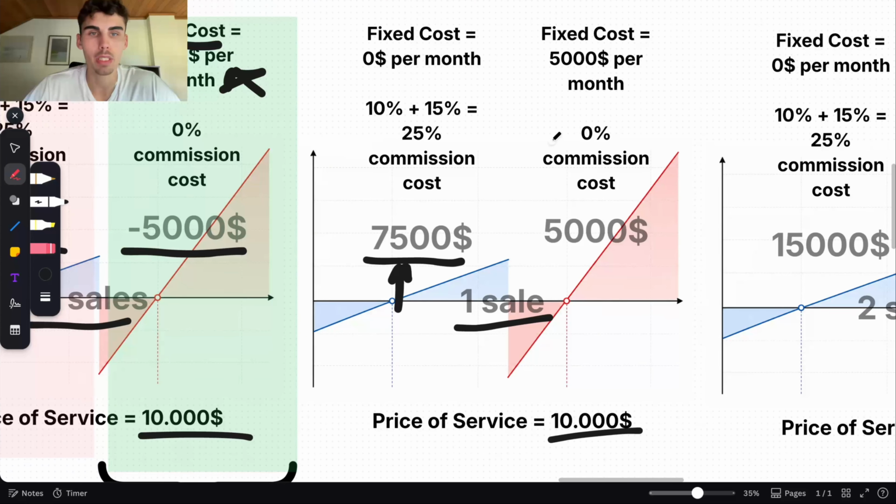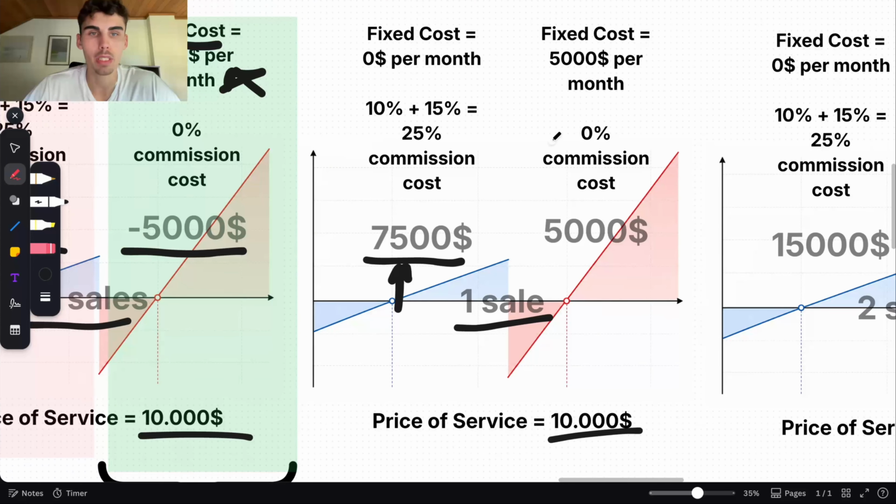Now, if the business makes 2 sales at the same price, same everything. Now we made 2 sales, which is 20K minus 25%, that's 15K. But what we can see right here, 20K minus 5K, that is also going to be 15K. So at 2 sales, these 2 businesses are making the same amount of money. Okay, now let's move again.